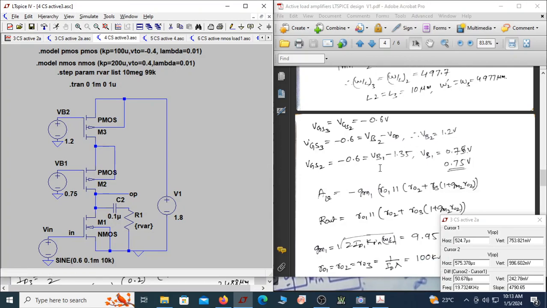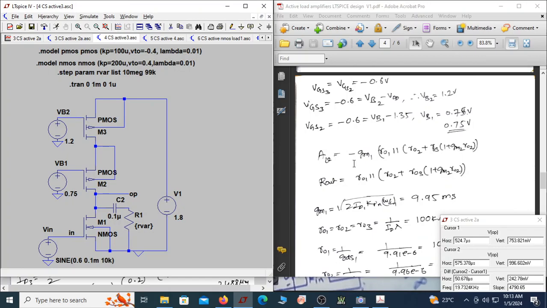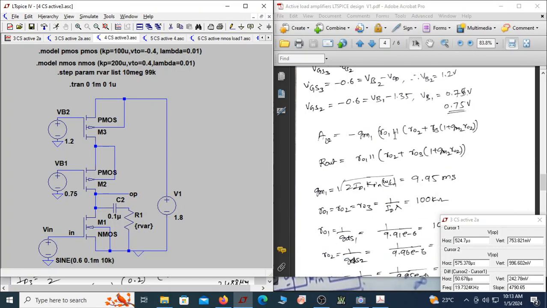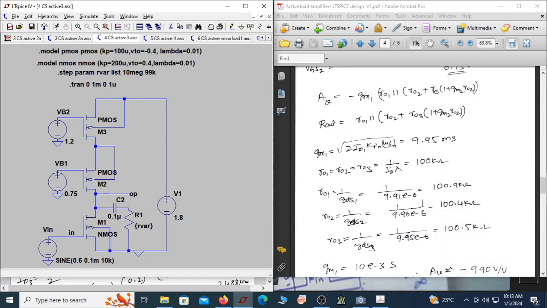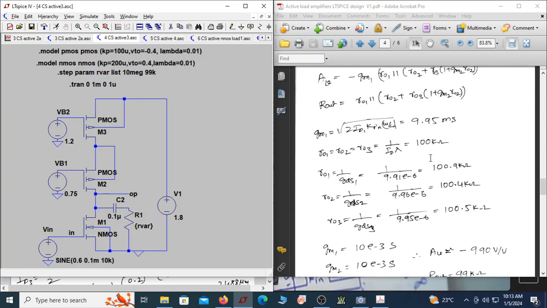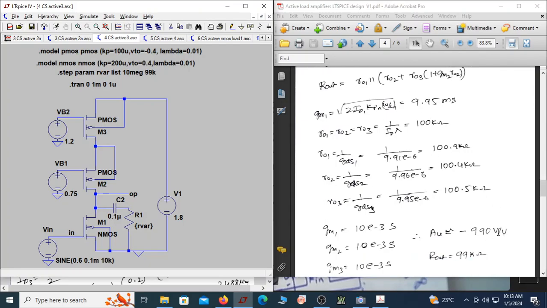So that's what is here. You can see now the gain. So the gain expression is gm1 ro1 parallel with this, and Rout is this. From these values, of course, take time to understand each and every value of this. So now you can see the gain happens to be 990. So it's a huge gain because you have a cascoded load. Now it is this, and of course Rout comes to be 99 kilo ohm.